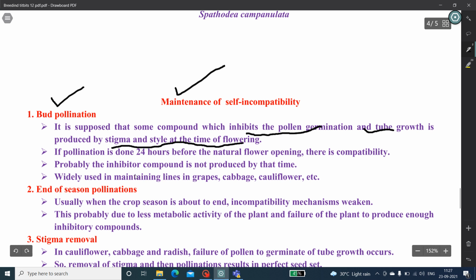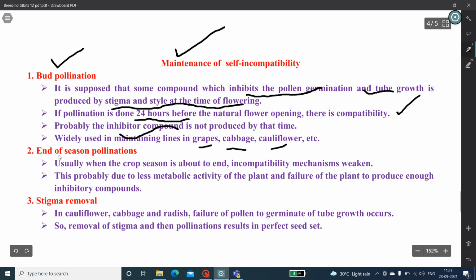There is an inhibitory substance in the stigma and style that will inhibit the pollen germination and tube growth. If pollination is done 24 hours before the natural opening, there is no incompatibility. At this stage, probably no inhibitor compound is produced, and it is widely used in grapes, cabbage and cauliflower. In these crops, the self-incompatibility lines are maintained by bud pollination.